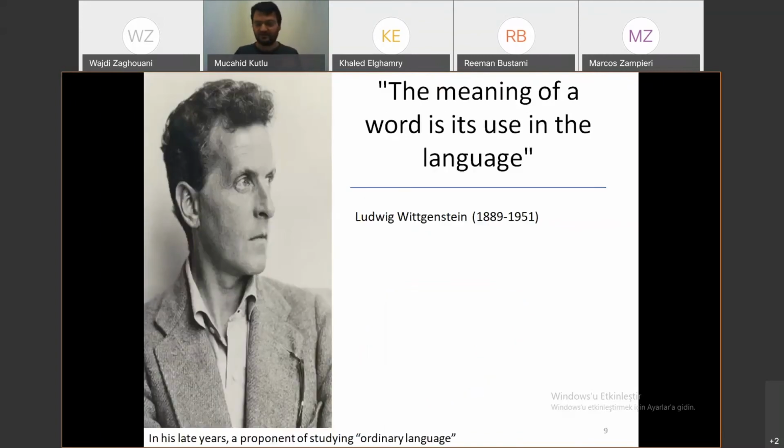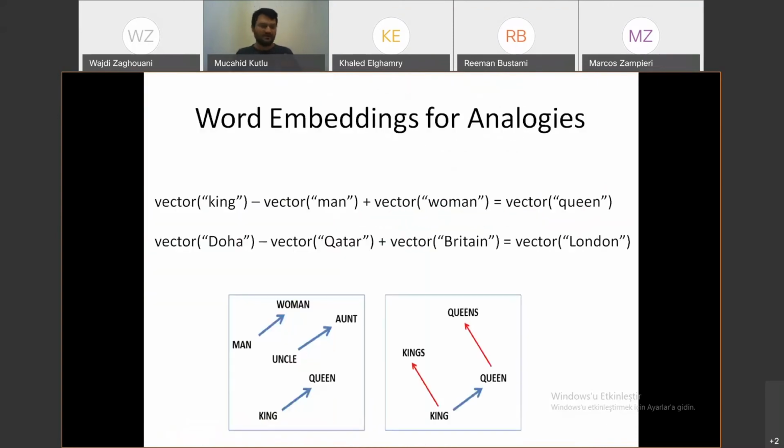the idea of Ludwig Wittgenstein. He says that the meaning of a word is its use in the language. This powerful statement was actually behind many achievements in natural language processing. Motivated by this idea, natural language processing researchers developed word embedding models. So what is a word embedding model?